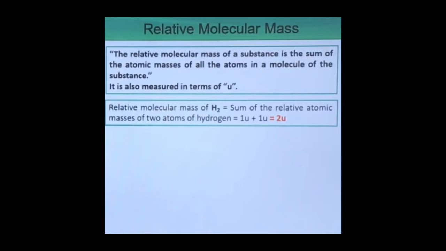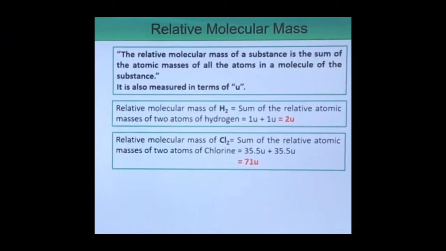You know, the relative atomic mass of one hydrogen atom is 1 U. In hydrogen molecule, we have two hydrogen atoms. So, the sum of 1 U plus 1 U is equal to 2 U, which is the relative molecular mass of hydrogen molecule.